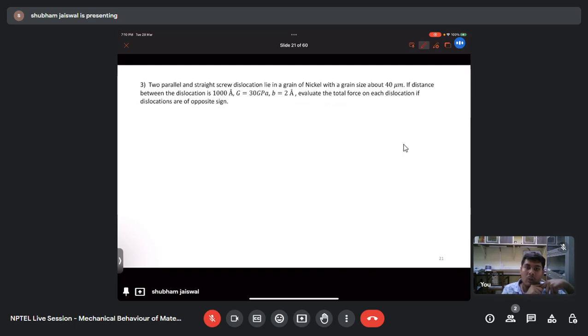Two parallel and straight screw dislocations lie in a grain of nickel with a grain size of about 40 micrometer. If the distance between the dislocations is 1000 Angstrom, the shear modulus is 30 GPa, and the Burgers vector is 2 Angstrom, evaluate the total force on each dislocation if the dislocations are on opposite sides. Please try to answer it, guys.